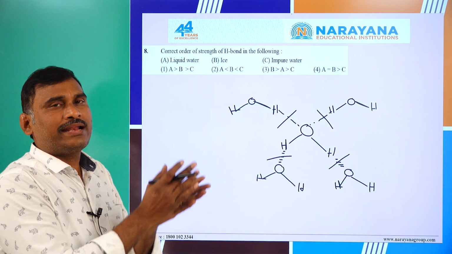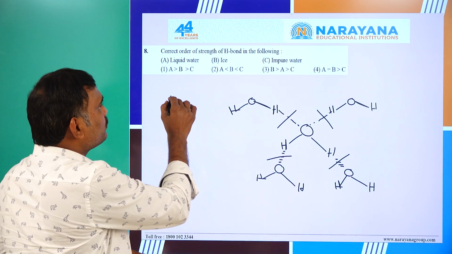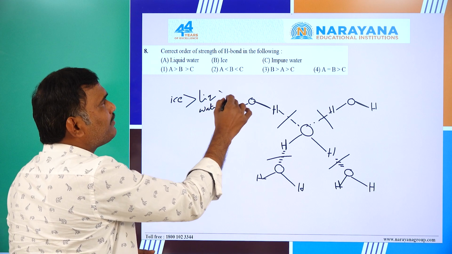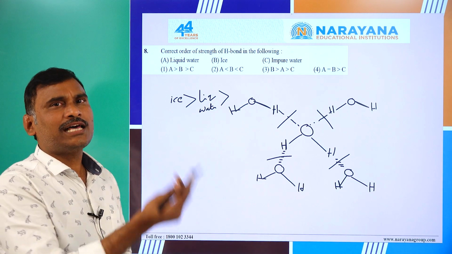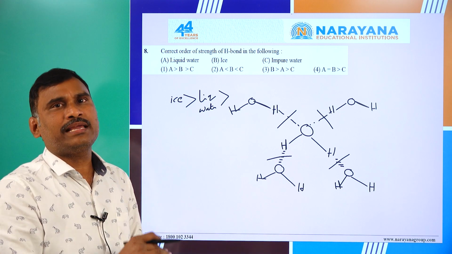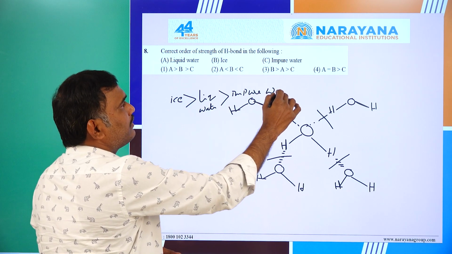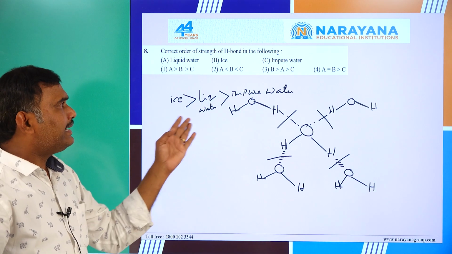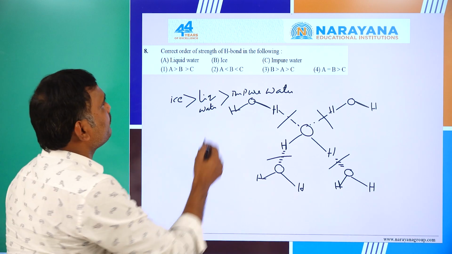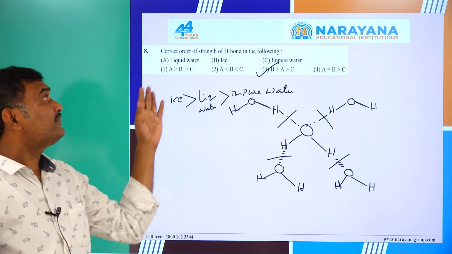Likewise, while you are heating ice above 4 degrees centigrade, the hydrogen bonds get cleaved off. That means that ice should have more hydrogen bonding than liquid water. Automatically, if you take impure water or salt water, the impurity may come between the water molecules and the number of hydrogen bonds may decrease. That's why it should be the answer. So, ice has more hydrogen bonding than liquid water, which has more hydrogen bonding than impure water. That's why the answer should be BAC. Yes, BAC is the correct option for the given question, friends.